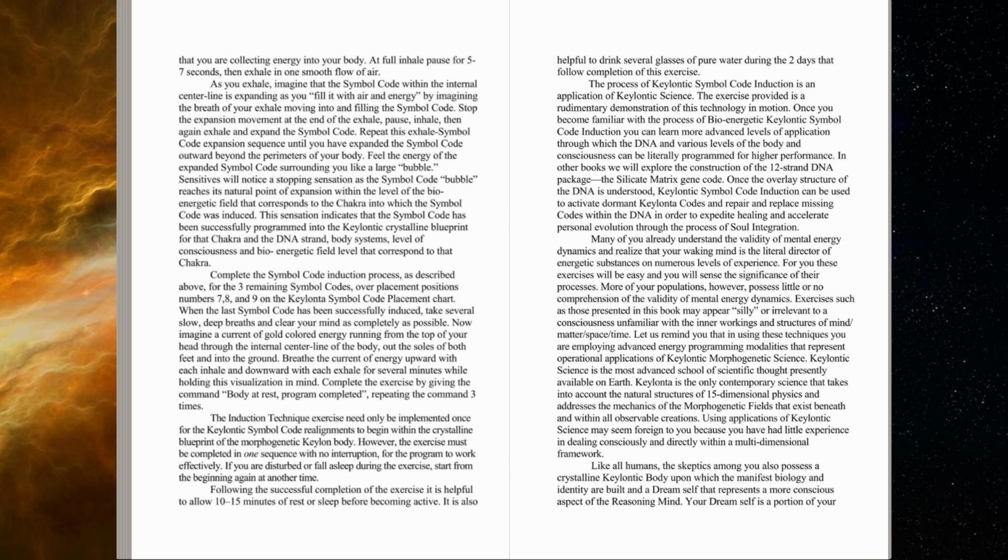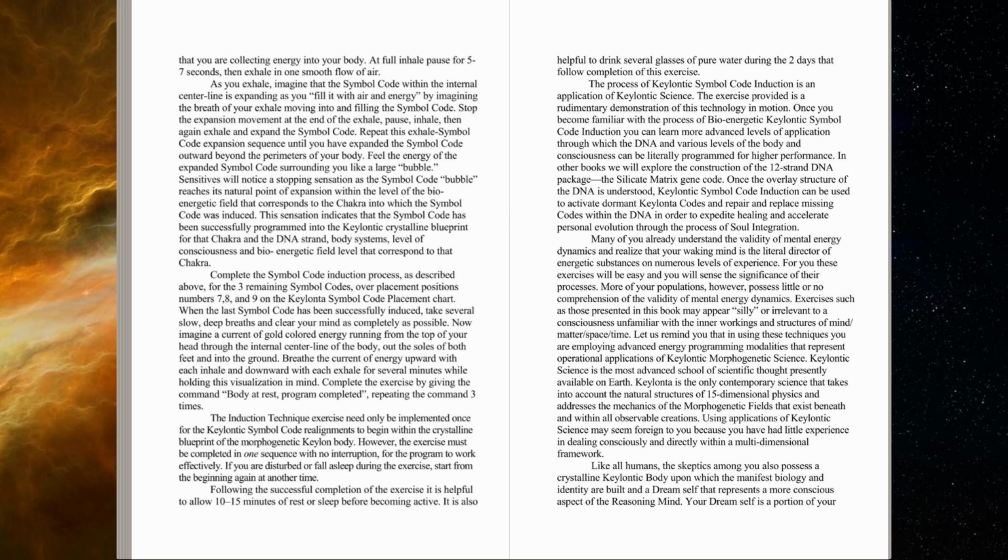Complete the symbol code induction process, as described above, for the 3 remaining symbol codes, over placement position numbers 7, 8, and 9 on the Keylonta symbol code placement chart. When the last symbol code has been successfully induced, take several slow, deep breaths and clear your mind as completely as possible.